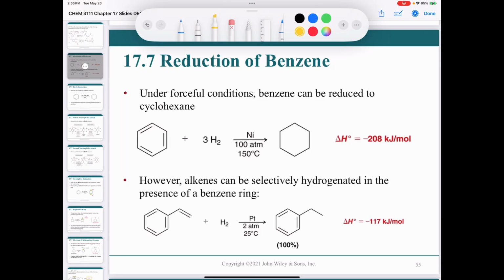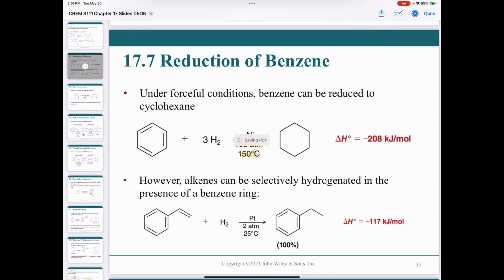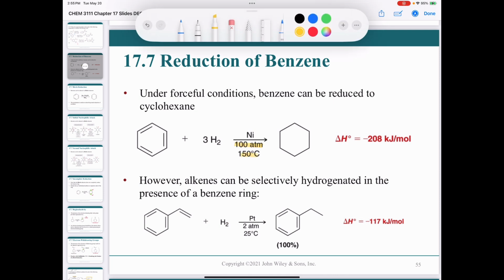Now you might remember from earlier in this chapter that we could do a hydrogenation of benzene. It just takes extreme pressure. You see this is 100 times higher than atmospheric pressure, 150 degrees Celsius, and sure, we can hydrogenate it, and we release 208 kilojoules per mole for benzene, and we talked about the stabilization of benzene.